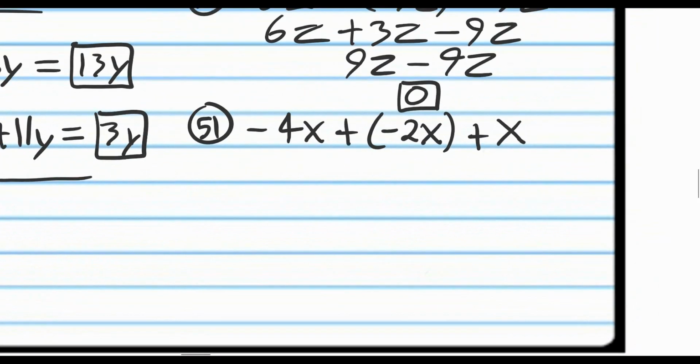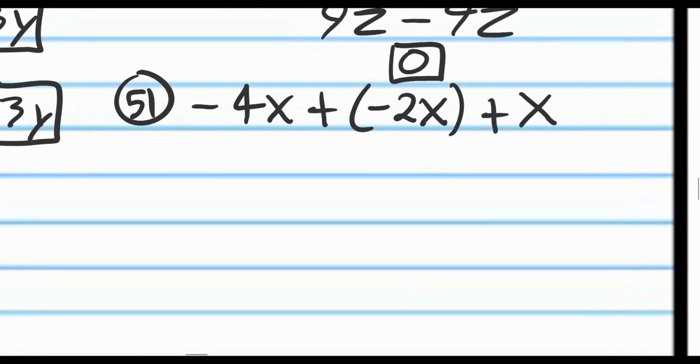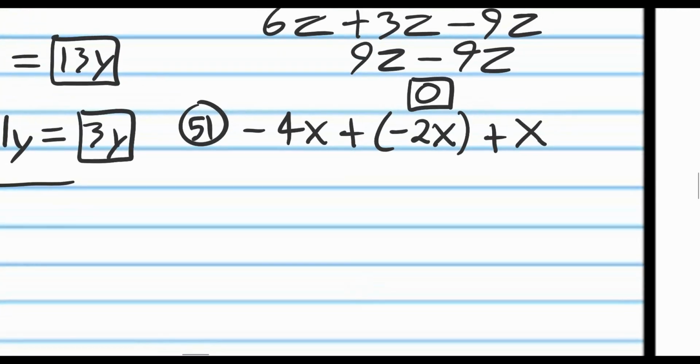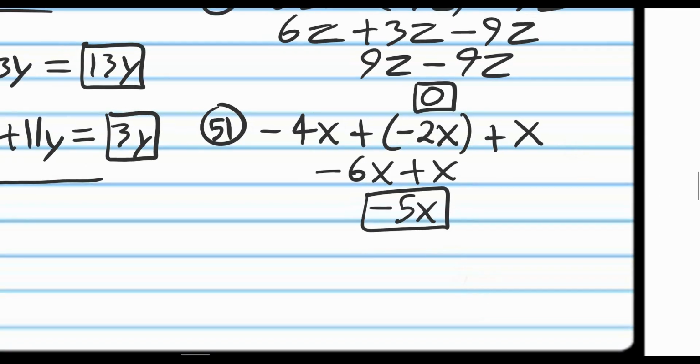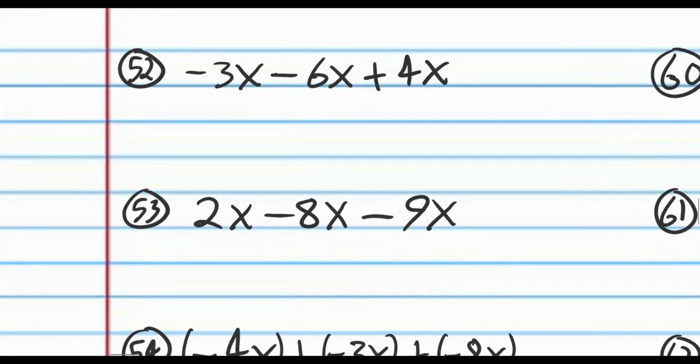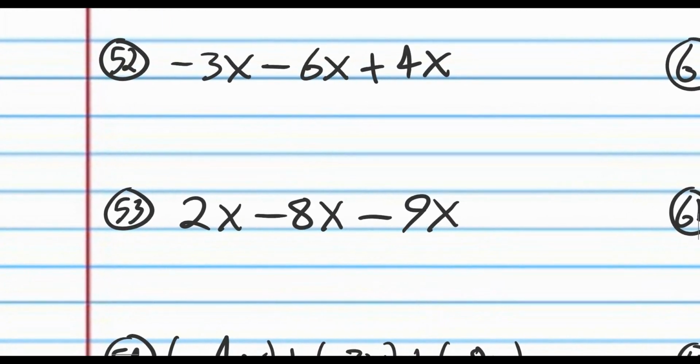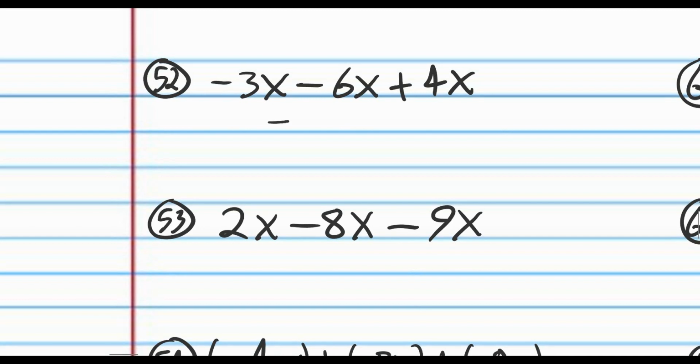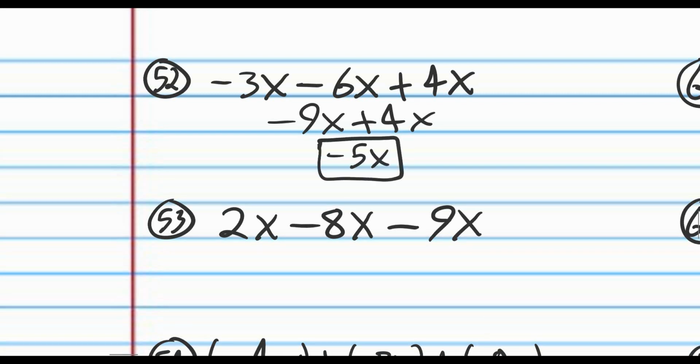If you didn't get 0, just figure out what you did wrong. All right, number 51. Attempt that problem, and when you come back, we'll do it together. All right, we're back. Negative 4x plus negative 2x is negative 6x. Negative 6x plus x is negative 5x. So if you got negative 5x, good job. All right, number 52. Go ahead and try number 52, and when you come back, we'll do it together. All right, we're back. And we got negative 5x. So if you got negative 5x, good job.